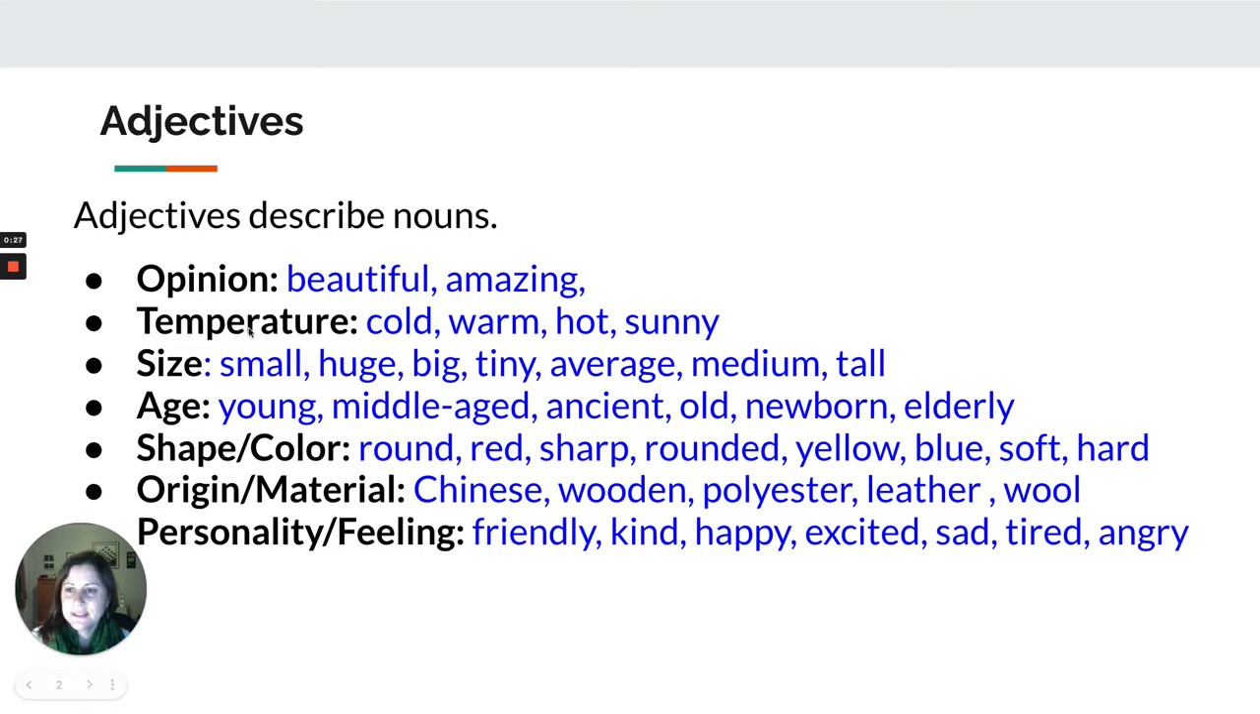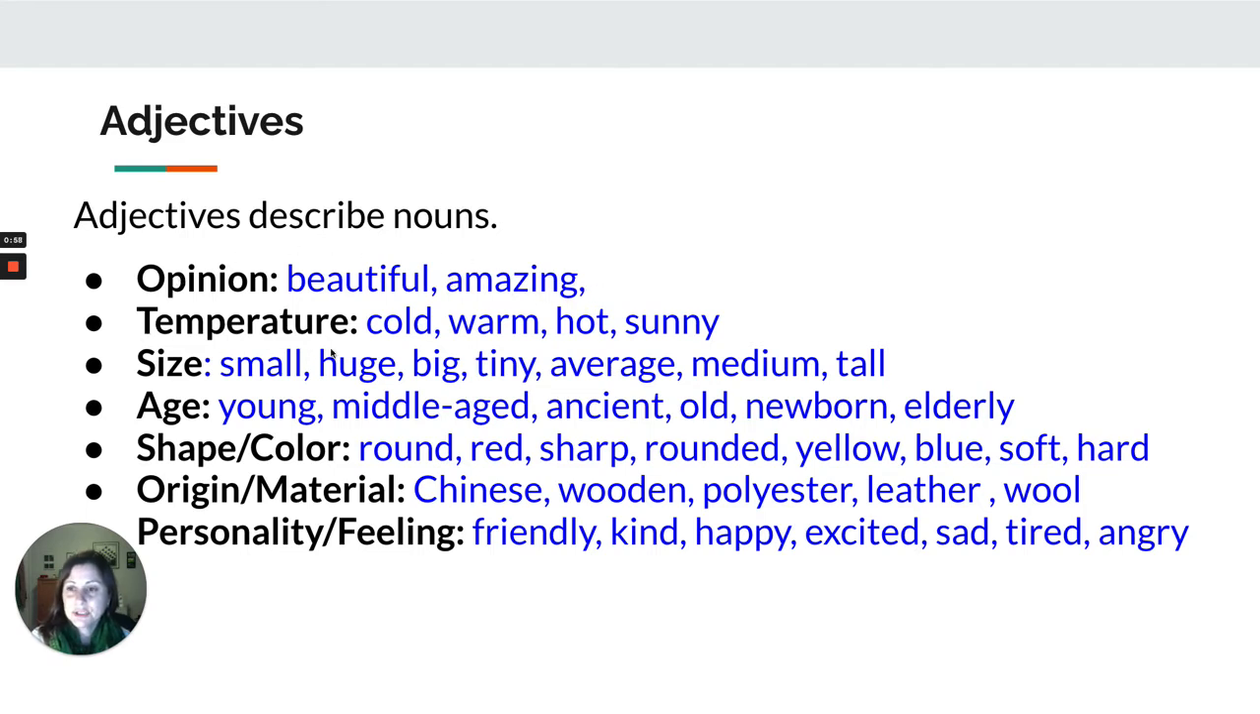These are different types of adjectives. There are more, but these are just examples. You can have adjectives of opinion, like beautiful or amazing. So perhaps you are talking about a person. You say a beautiful person, or maybe it's a place, like an amazing city, or maybe it's a thing, like a computer, like an awesome computer.